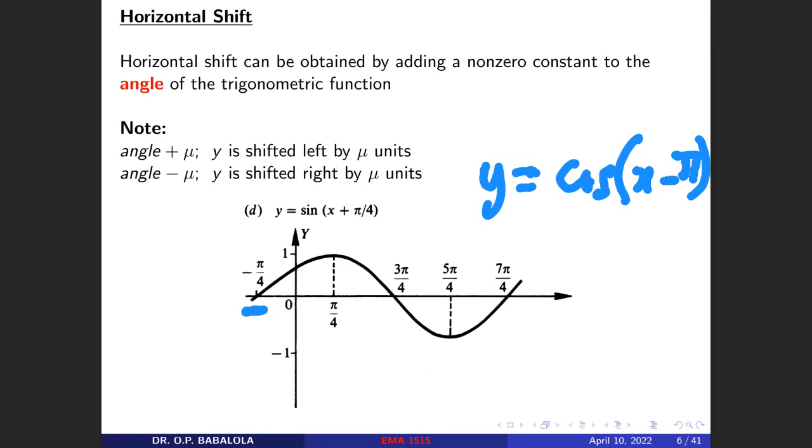All right, that's how it will be if we have added minus pi over 4. It will be shifted, your graph will start from the positive side if we have added minus. If we are adding plus, it will be shifted from the negative side. I want you to take note of that. That is what happens with the horizontal shift. Okay?